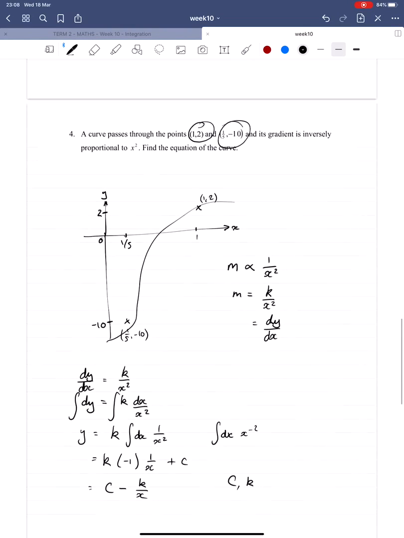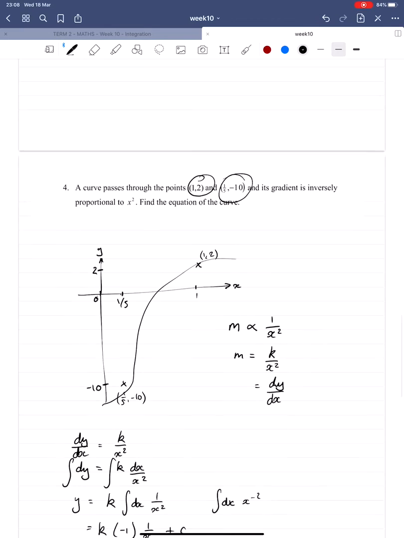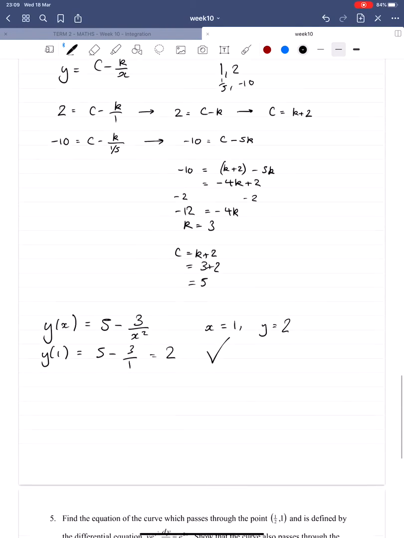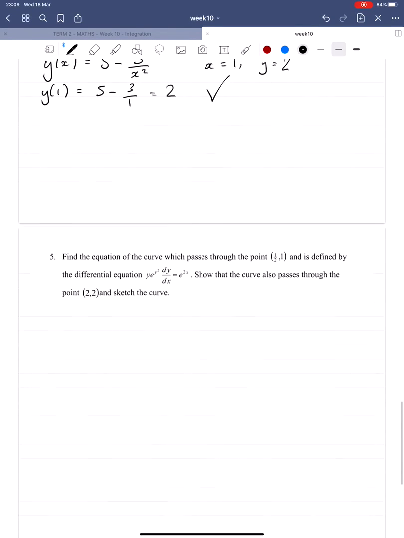Always reread the question when you finish it. Make sure that you've actually done what it said. Find the equation of the curve. Yes, we have. Good. We found the equation y of x, and we used the values that were given to us to find all of the different constants of integration and the constant of proportionality as well in this question that we needed to find. So that's very good. Now let's do 5.